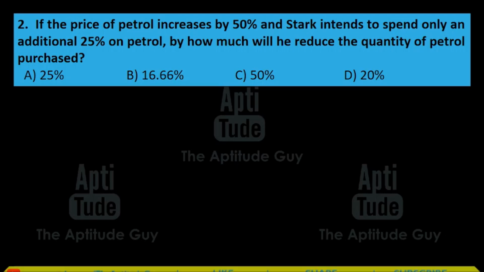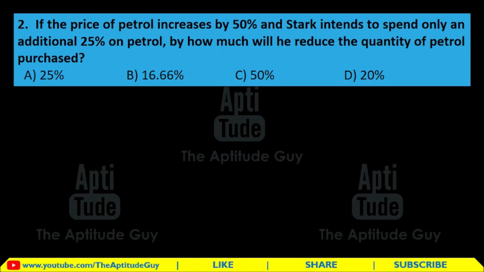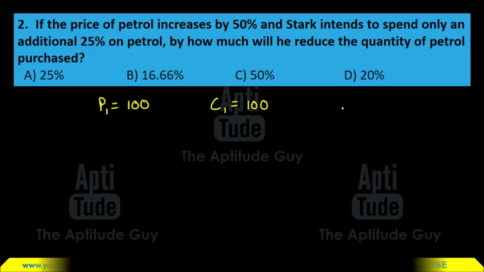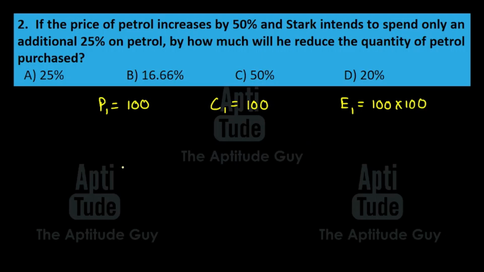Alright, let's solve it now. We started the same way as the previous question. We have price of petrol, that is 100 rupees, then consumption, that is 100 liters, and then the expenditure, that is 100 into 100.